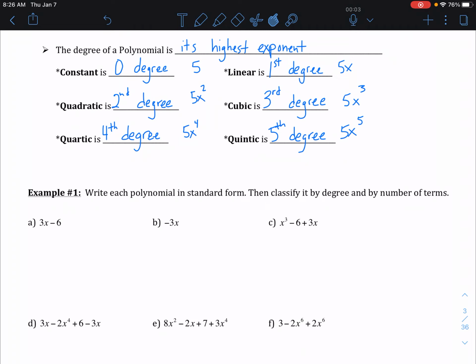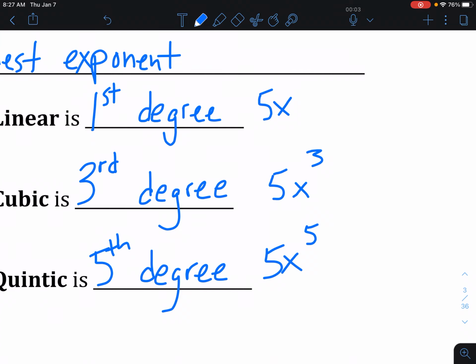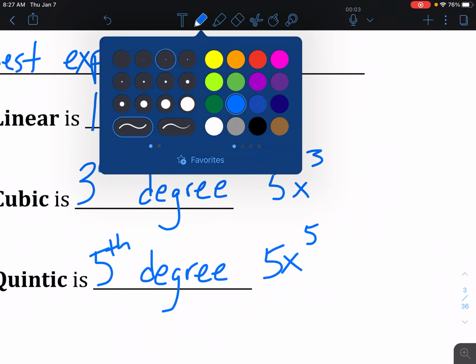The degree of a polynomial is its highest exponent. So something that is just a normal number, such as the number 5 or whatever your favorite number is, has a degree of 0 because it doesn't have a variable to have an exponent. Linear, such as 5x, is considered to be a first degree polynomial because the variable has an invisible exponent of 1.